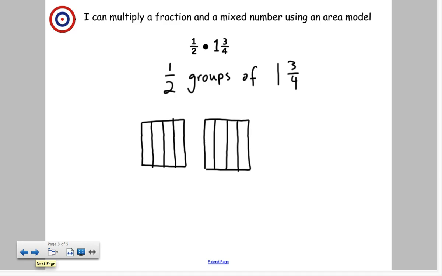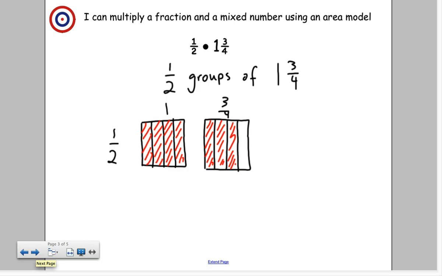Now I'm going to model 1 3/4. So I have this entire whole right there. And then I'm going to have 3/4 of another. And this will model 1 3/4. Now what I'm going to be doing is I'm going to be finding half of that. So here's my 1 3/4, and I'm going to be multiplying it, or finding 1/2 groups of that amount.